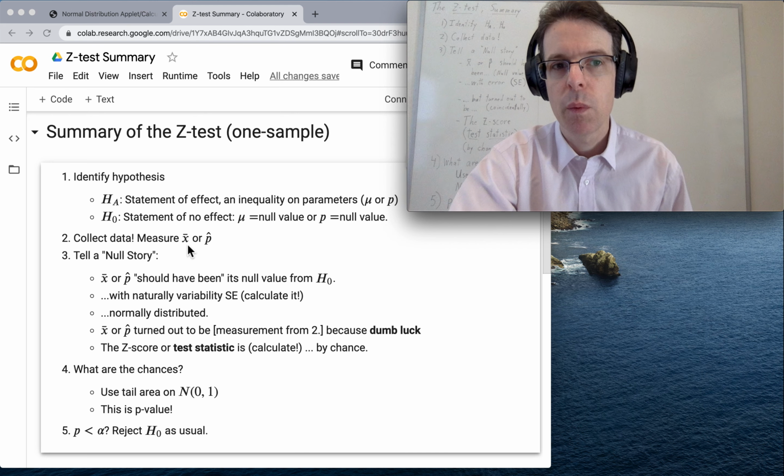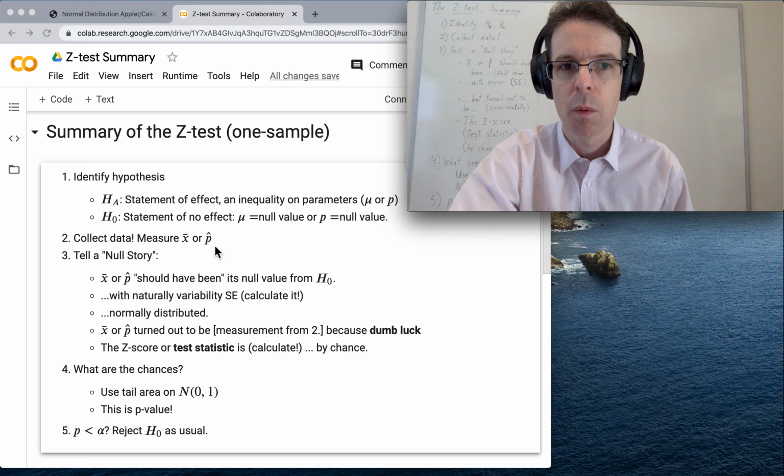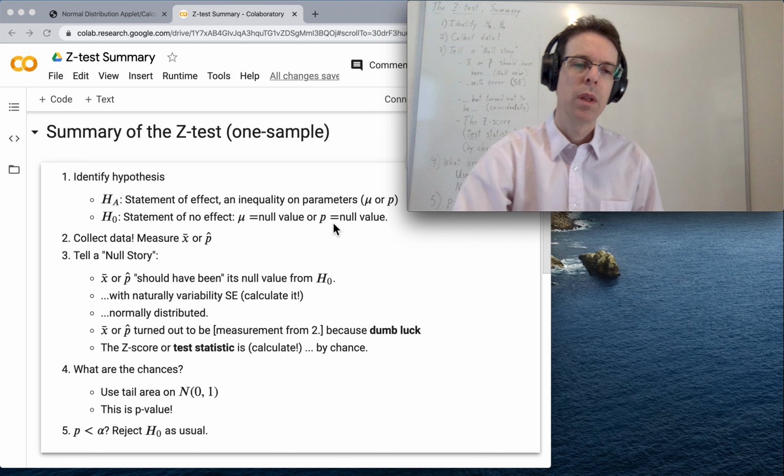After we collect some data, we have a measurement of a mean or we have a measurement of a proportion, and we write x bar or p hat for that. You should understand the key difference between x bar and mu and between p hat and p. These are the statistics that we collect from the data. These are the parameters that describe the population.